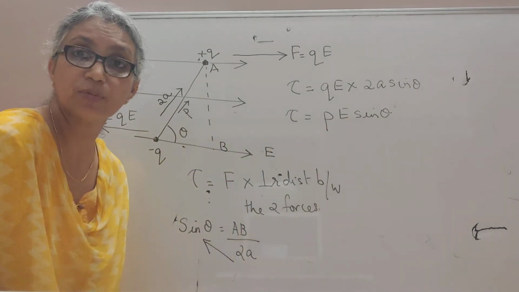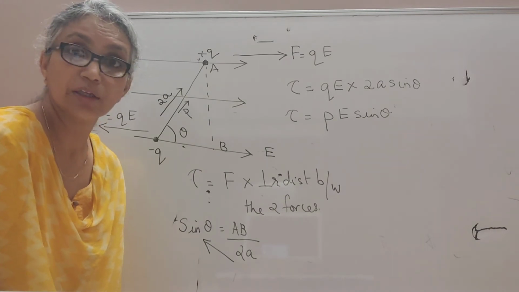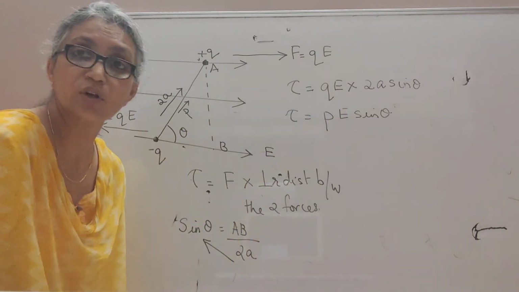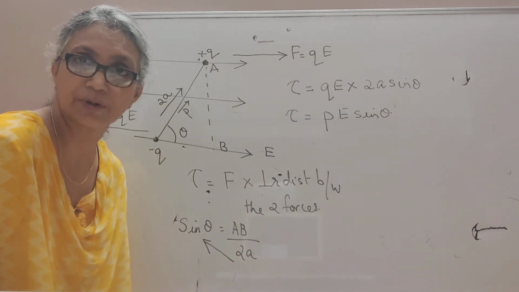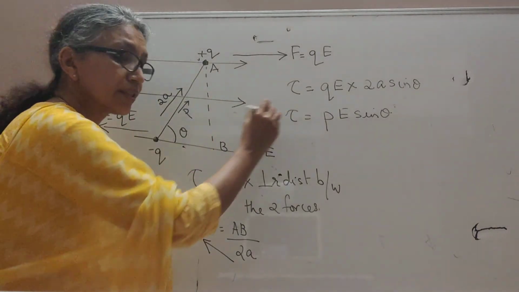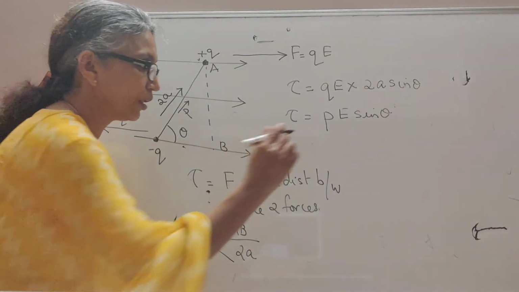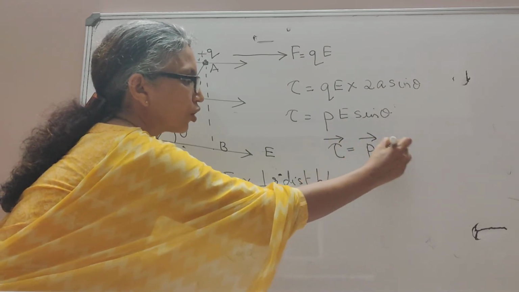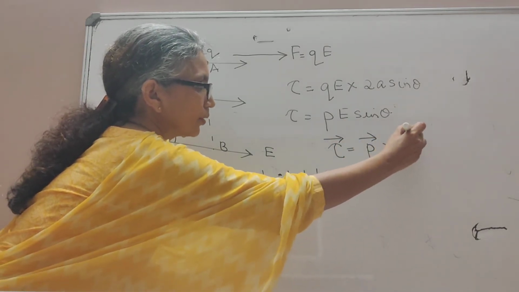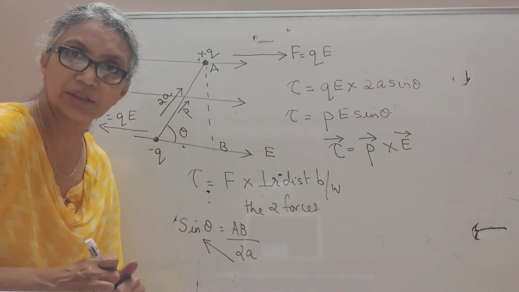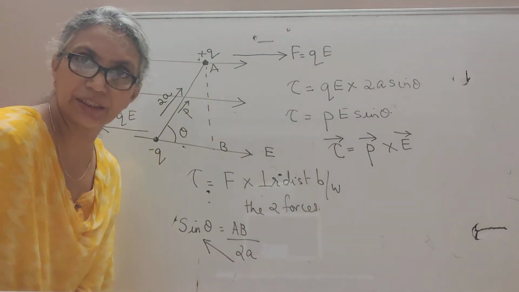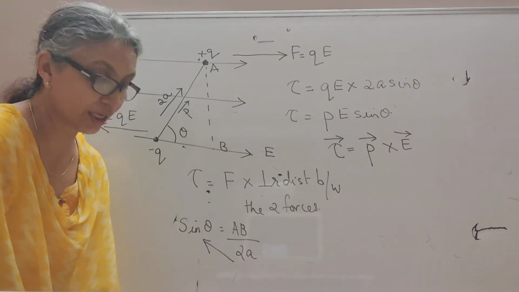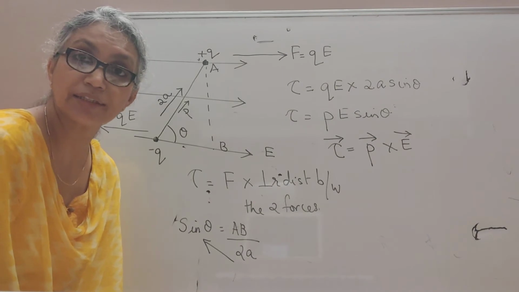If you see sin theta, you must know it is a vector product. Cos theta means it is a dot product, scalar product, but sin theta is always a cross product, which is called the vector product. So this resultant is also going to be a vector. So we need to write the torque vector is equal to P cross E, the cross product. Since it is a cross product, it has a magnitude given by PE sin theta. It will also have a direction given by, as we learned last year, the right hand screw rule.